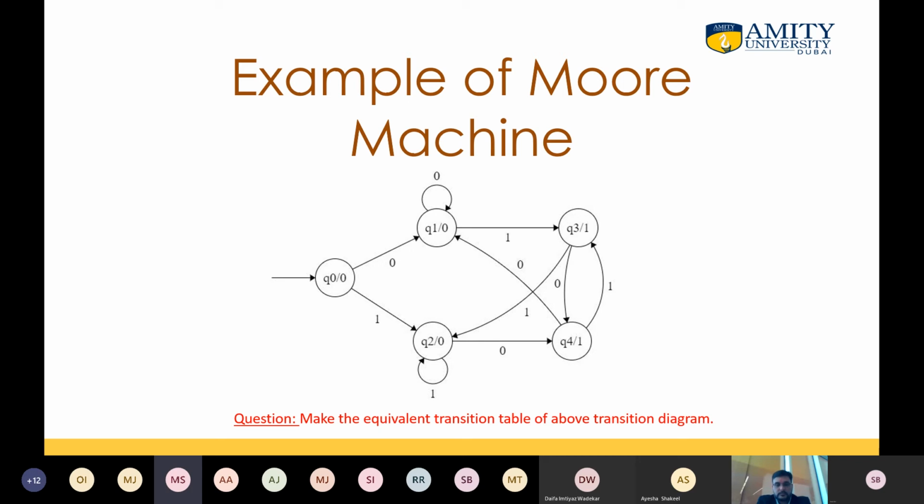Sir, in this Moore machine, is it important that every state should have a zero input and one input, or is it okay if one of them can be null also? It can be anything. It can be null, yeah. Okay. Yeah.